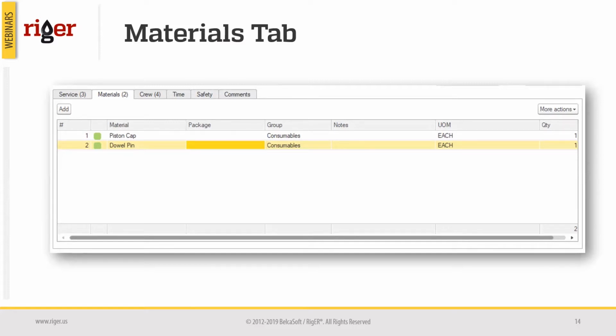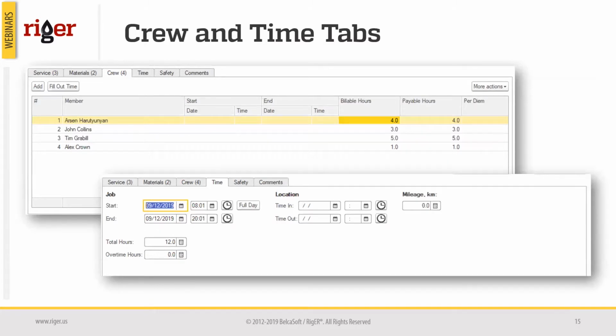Moving forward, we've got the crew and the time tabs, two tabs that represent the time information that we will need to have for our current job in our ticket. So let's first talk about the time tab, which includes the actual start and end time for the job and the actual time in and time out in the location figures for the job. We also have the total mileage we can indicate here, and we can have the total and overtime hours figures in here also.